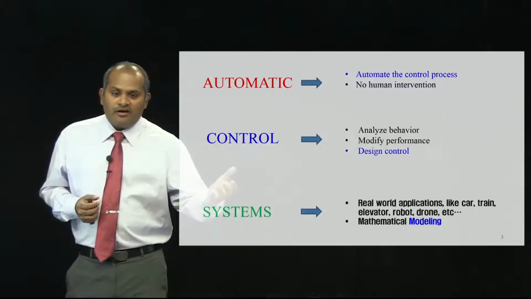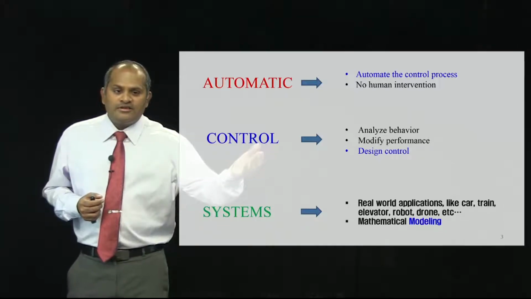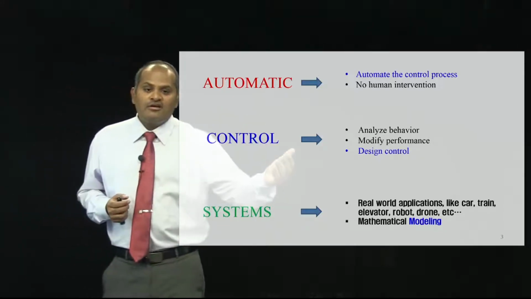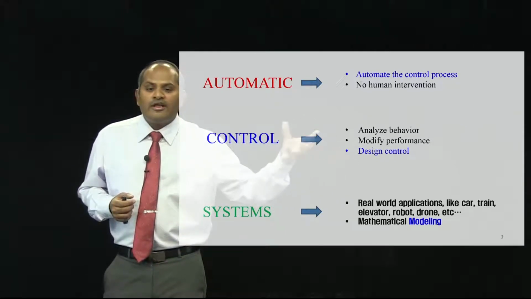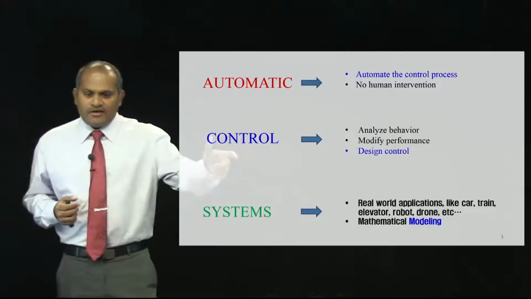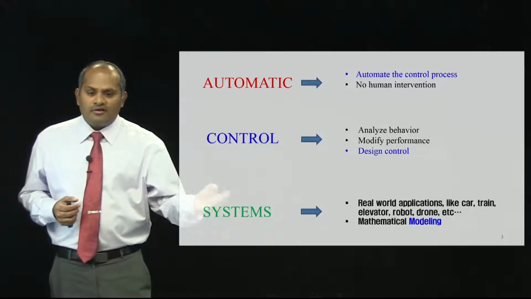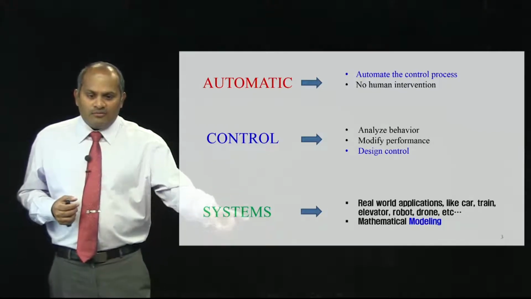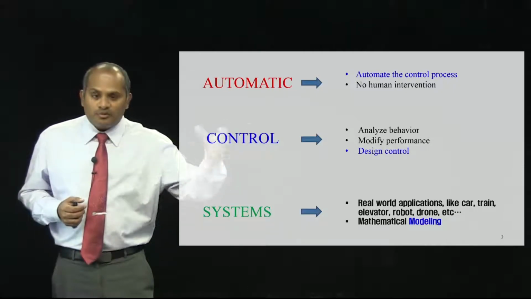So, if you have a car, we want the car to be better controlled so that the car performance can be good. So, we try to analyze the behavior and then try to modify the performance so that we can provide a better control. Control can be automatic or manual control. What we learn in automatic control is we try to model the systems and then we try to design controllers to improve their performance.